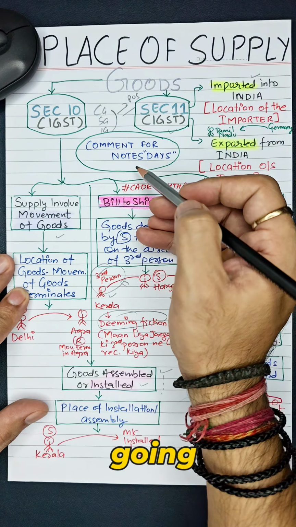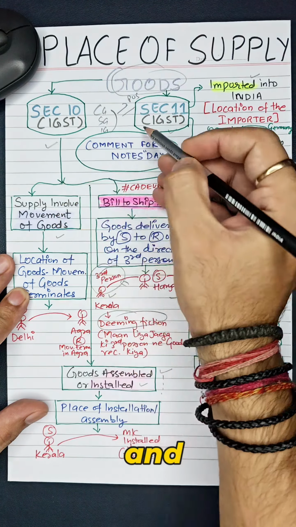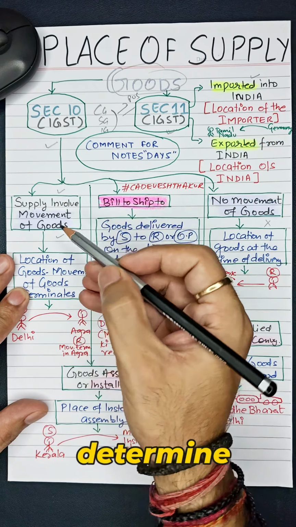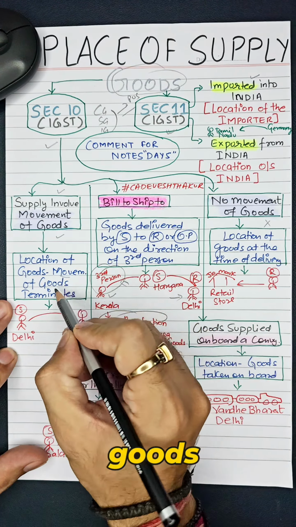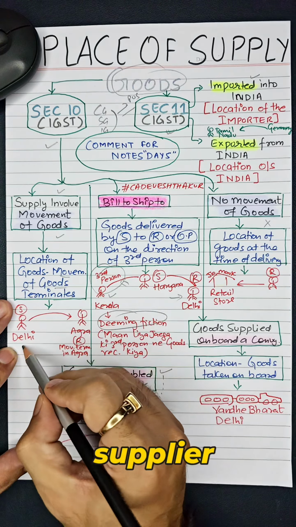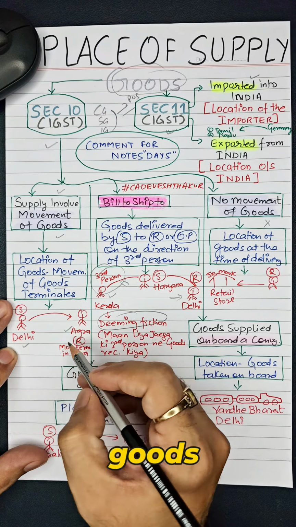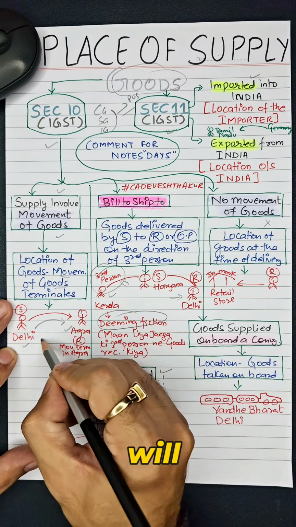On day 5, we are going to discuss place of supply in case of goods, which will be covered under sections 10 and 11 of IGST. When a supply involves movement of goods, how do we determine the place of supply? It's the location where the movement of goods terminates. For example, the supplier is in Delhi and the goods are transported to the buyer in Agra. Since the goods physically move and the movement ends in Agra, the place of supply will be Agra.